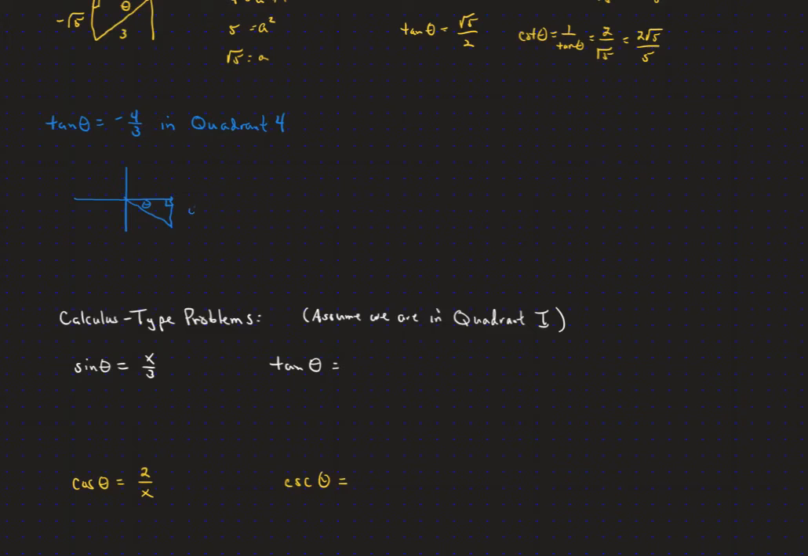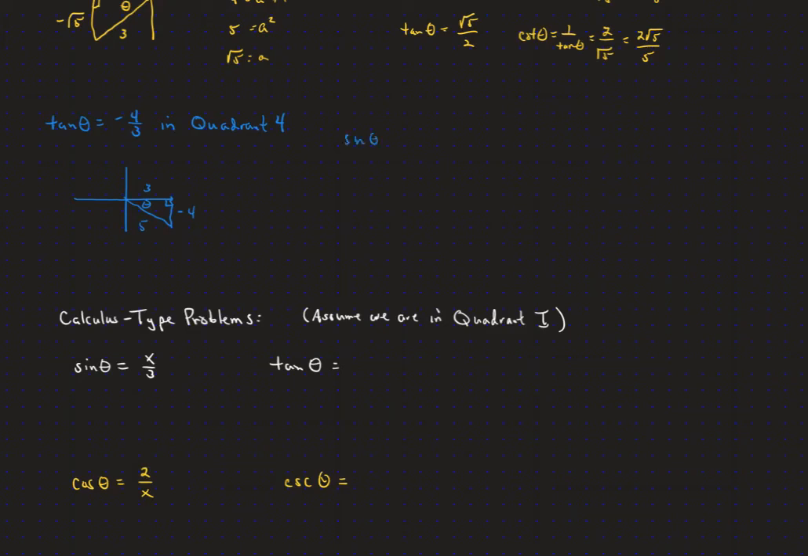So that's going to be 4/3, and because we're in quadrant 4, we're going to have to make the opposite side be the negative. We can do a little Pythagorean theorem. 3 squared is 9, 4 squared is 16, 9 plus 16 is 25, square root of 25 is 5. So our hypotenuse is 5, and the hypotenuse is always positive.